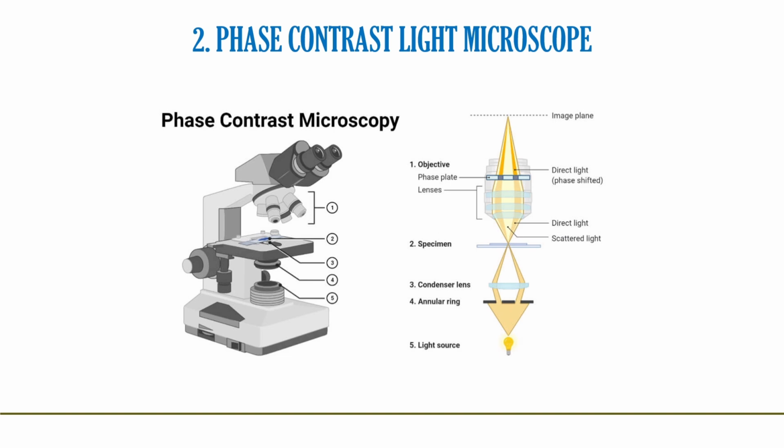Phase contrast microscopes take these hidden phase changes and turn them into differences in brightness. As a result, things that are normally invisible in clear, unstained cells suddenly appear as bright or dark areas, allowing us to see their structure without staining or killing the cells.